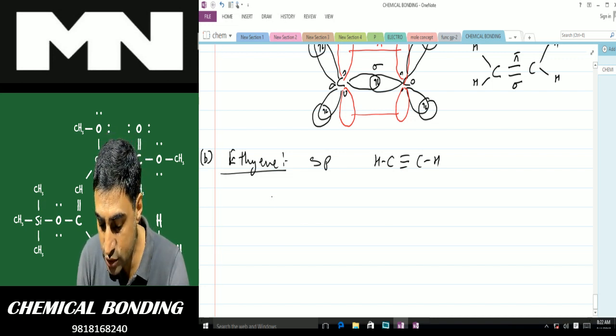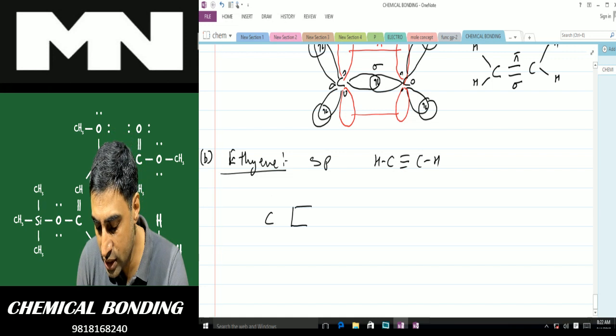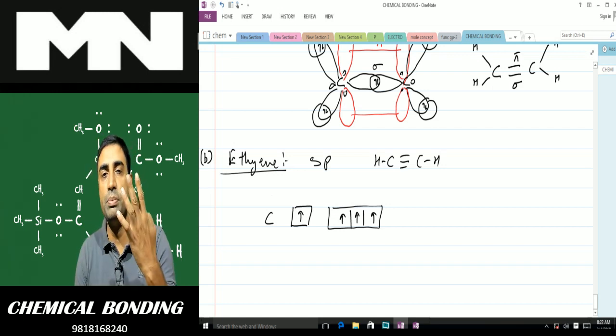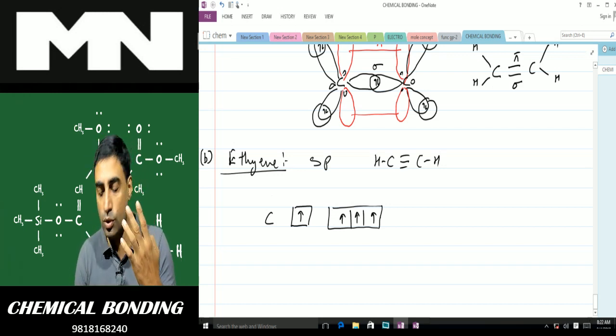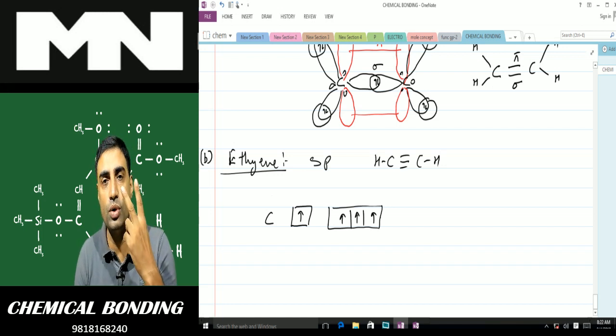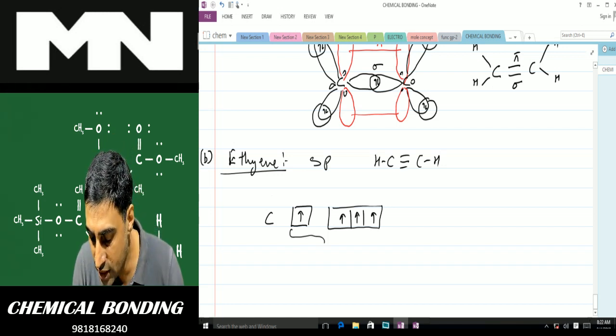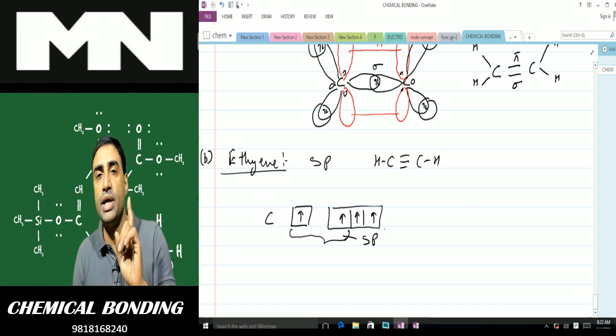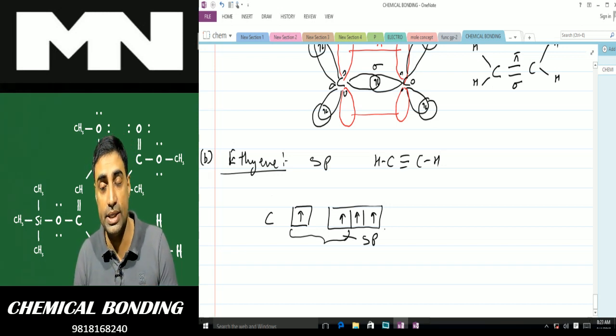Again, carbon has 2 electrons in s. Out of that, one has jumped to p. In p, it has 2 electrons. One of the electrons has jumped from s to p, leading to the formation of 4 unpaired electrons. But these 4 unpaired electrons will not undergo hybridization. Only 2 will undergo hybridization, that is one of s and one of p. That's why the hybridization is sp. The very first hybridization which you did was sp, and I think you could remember that sp is always linear.